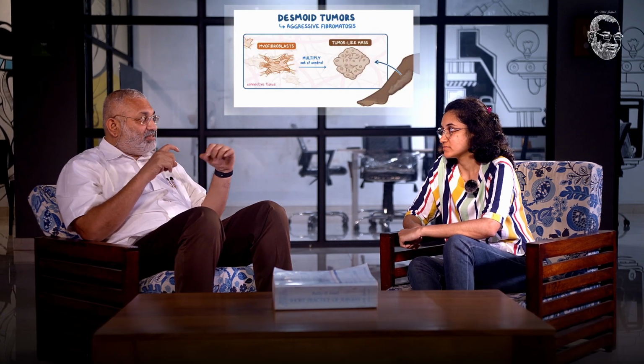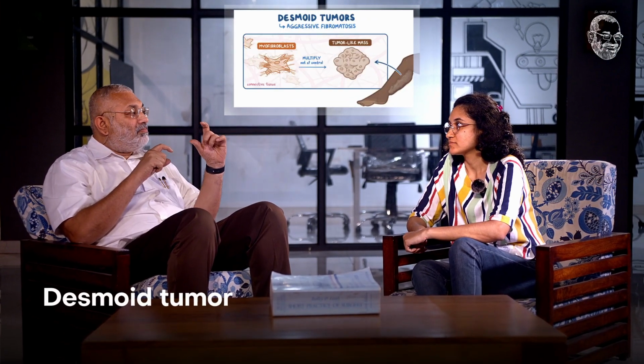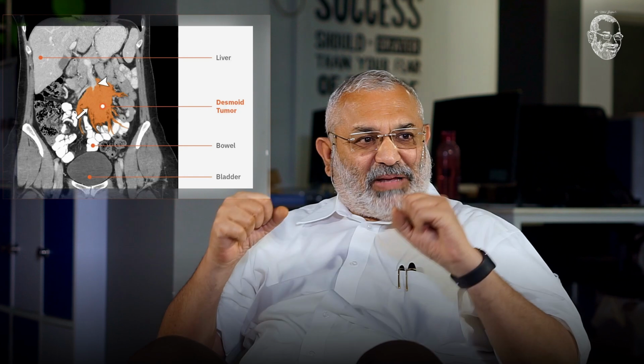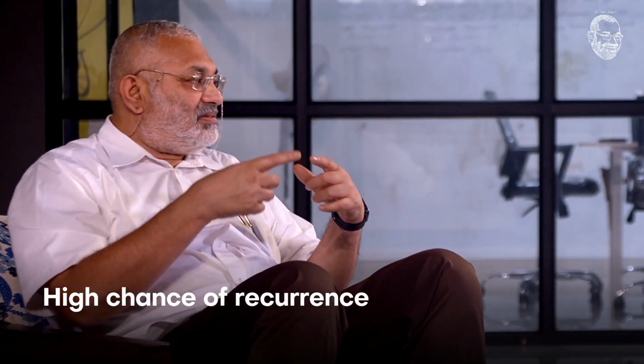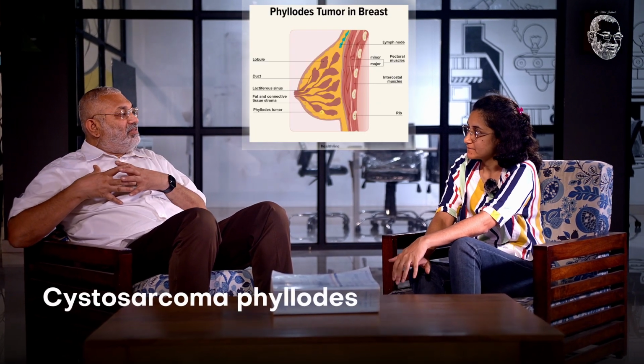Okay, one common form of this tumor is called a desmoid tumor, which is generally seen on the anterior abdominal wall in this muscle. The six pack muscle, the rectus, so the desmoid tumor arises inside the rectus muscle. Now this desmoid tumor has one important quality, which is it has a high chance of recurrence. Like we had discussed cystosarcoma phyllodes in the breast, it has a high chance of recurrence.